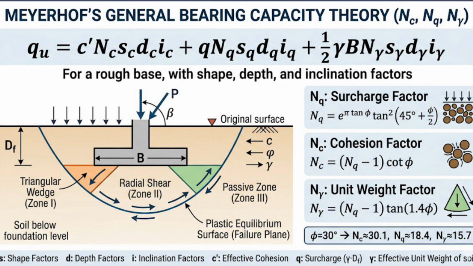Ultimately, Meyerhof's work transformed geotechnical engineering from a series of conservative guesses into a rigorous analytical discipline. His N factors remain the most widely cited and utilized in the field because they strike a balance between theoretical precision and practical reliability. When we look at a table of Nc, Nq, and Nγ today, we aren't just looking at numbers. We are looking at the refined geometry of the Earth's resistance, a legacy of George Meyerhof's quest to understand exactly how the ground holds our world together.